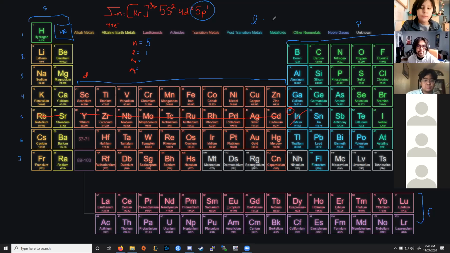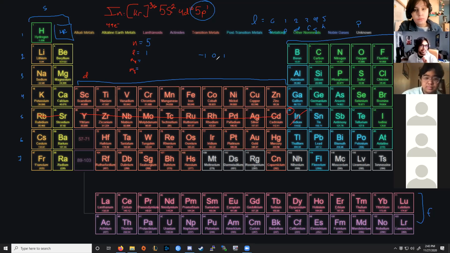If you guys remember, it would be 0, 1, 2, 3. I recommend drawing or writing down this little graph. It helps a lot. P, D, F, G, and H. We don't use G and H much. ML would be from -1 to 1, right? It would be negative 1, 0, 1.